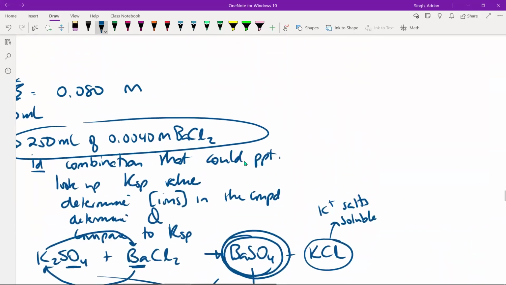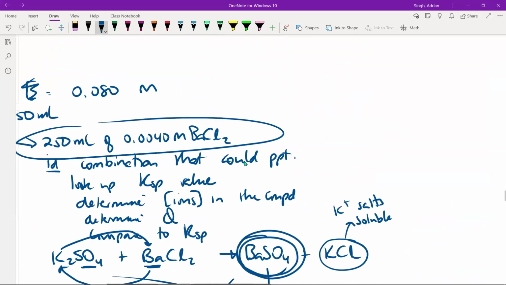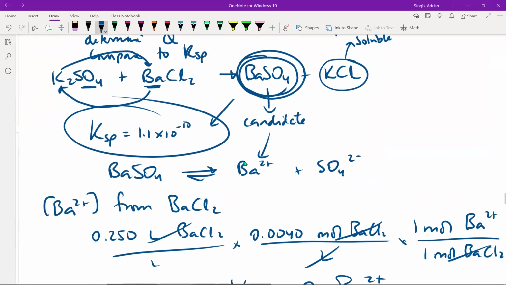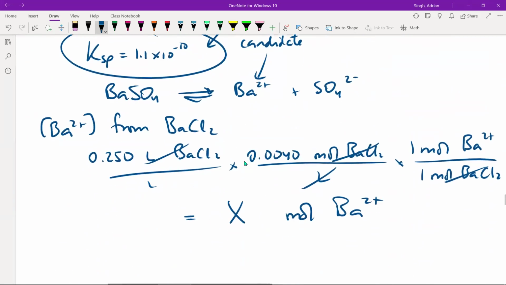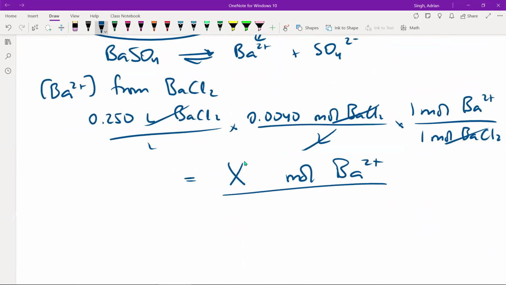What's the total volume though? We added the 250 mL to 650 mL, right? So the total volume here is 650 plus 250, that gives 900 milliliters, right? So that's what we need to divide our moles of barium by. So 900 mL is the same as 0.900 liters, and then that's going to give us 0.0011 molar for the concentration of the barium, right? We need to consider what the total volume is.